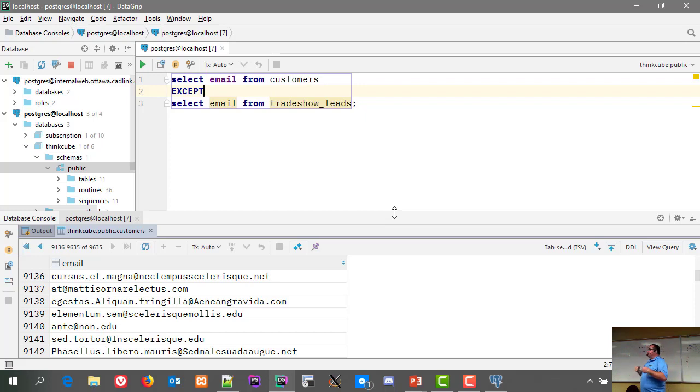That's except. It'll give you everything from query A except anything it finds in query B. Now, there's a bit I have to explain about these set operators in a second.